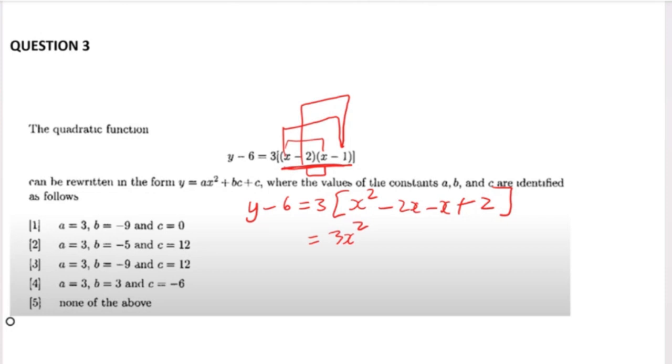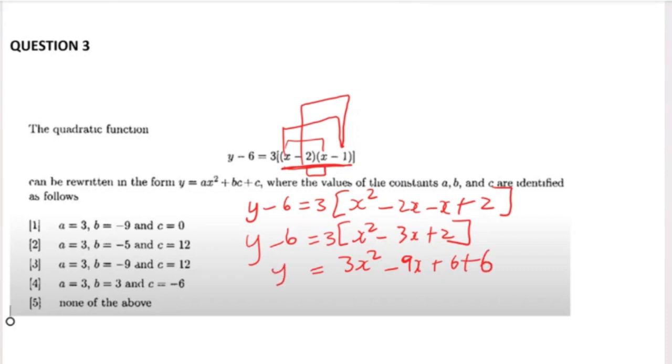Before doing that, let us simplify. It's always good to do these things step by step. So this is x squared minus 3x plus 2, and y minus 6 is equal to 3x squared minus 9x plus 6. I'm going to take that 6 to the other side, so y is equal to 3x squared minus 9x plus 12.